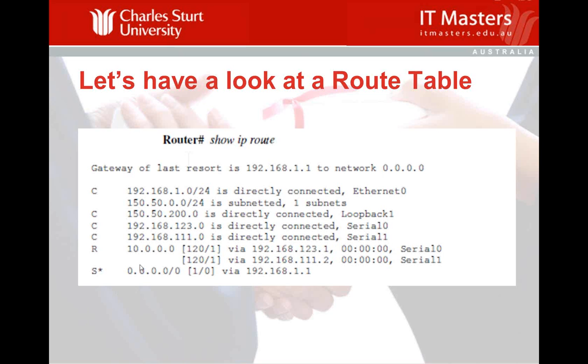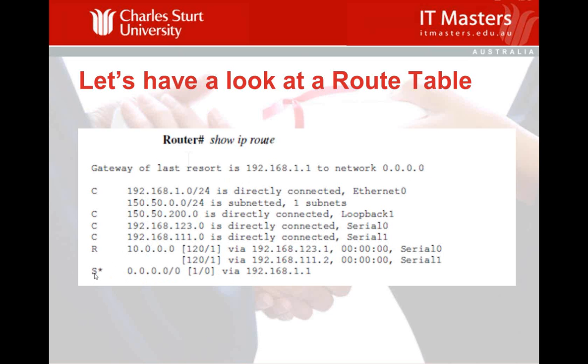Lastly, we've got the S, with a star. So the star indicates that that is the gateway of last resort. As it says up here, gateway of last resort is 192.168.1.1 to network 0.0.0.0. So 0.0.0.0/0 basically means any network. Any network that's not matched by another route in the route table will always take this route here. So that's a default route.